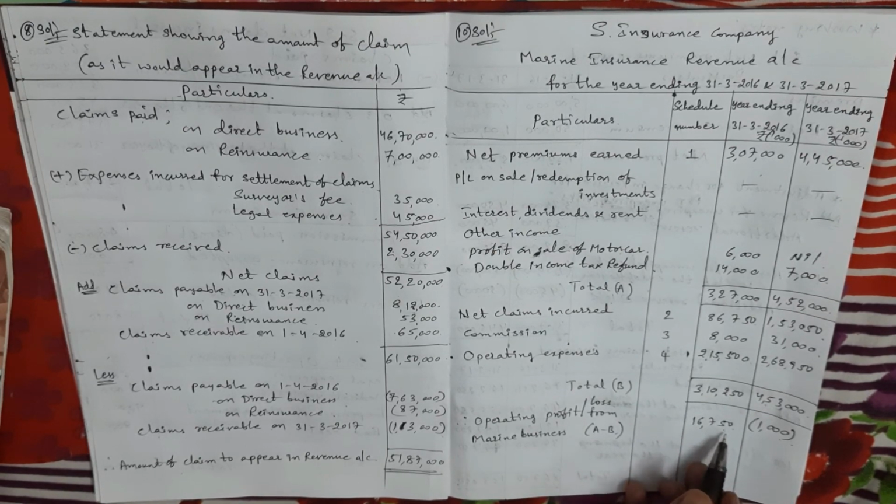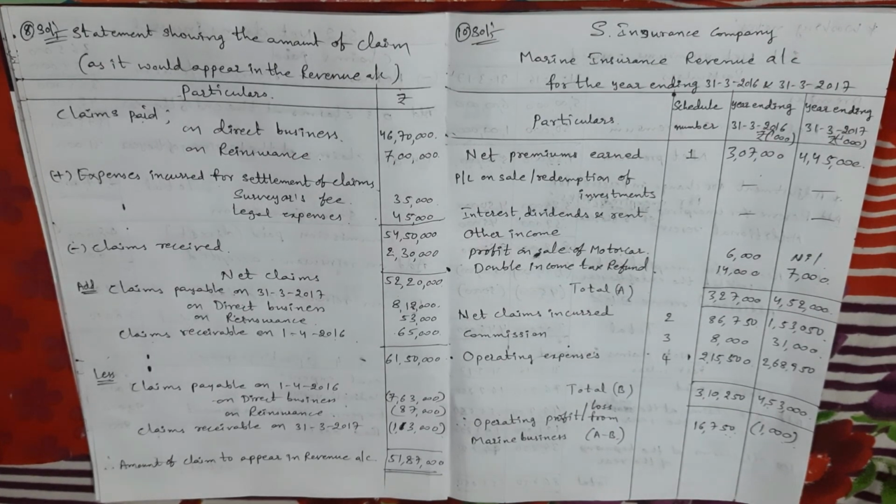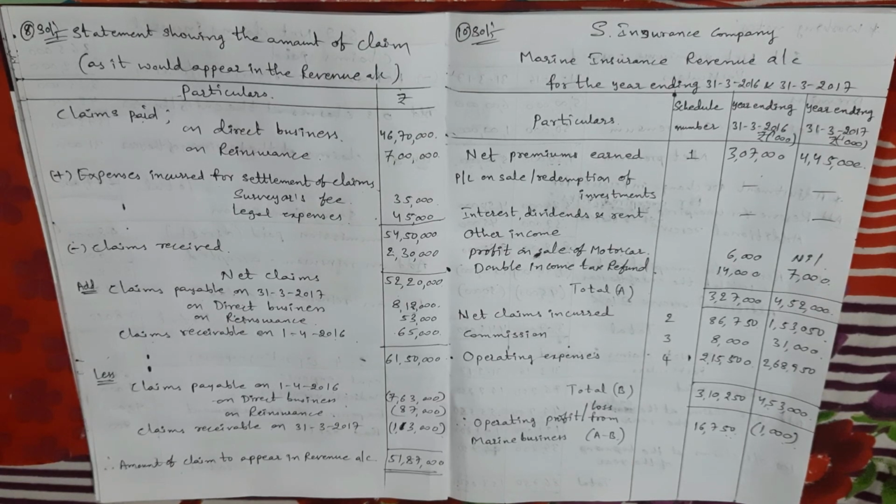So this is a 12 marks important problem. In your textbook, my dears, you should practice the illustrations also. Okay. So with this, I completed accounts of insurance business.